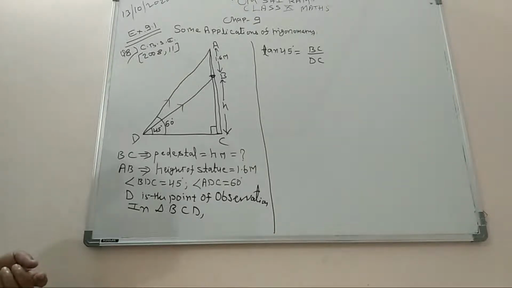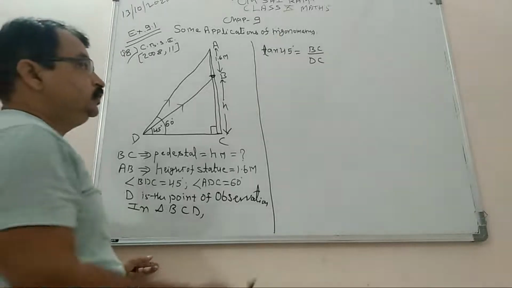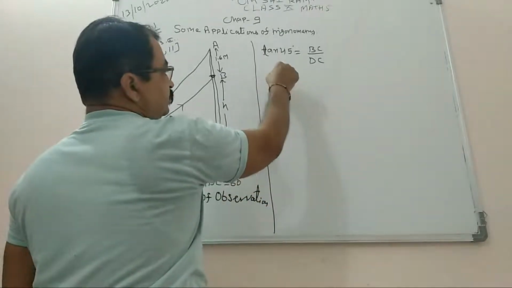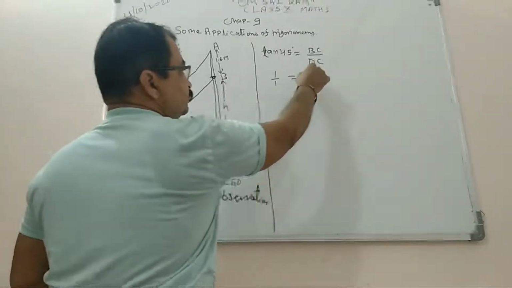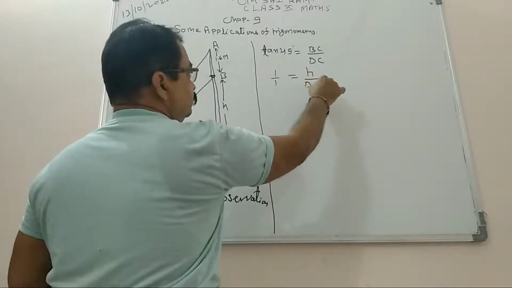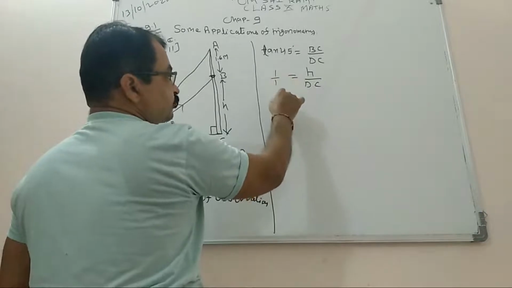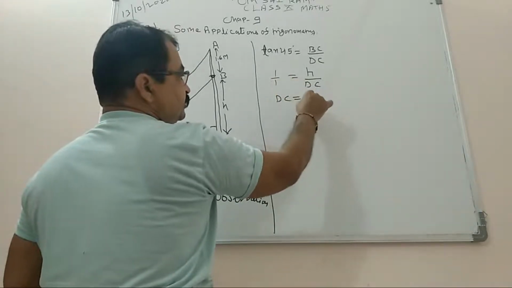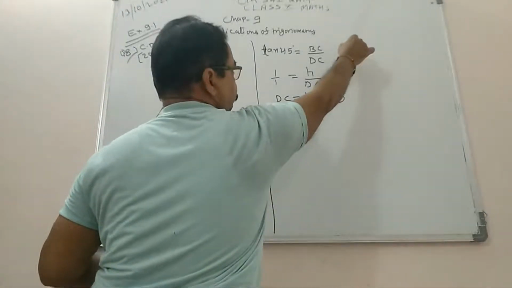Sin 45 and cos 45 are both 1 by root 2. When you divide, because tan is the ratio of sin and cos, the root 2 cancels and you get 1. So tan 45 is 1, or you can write 1 upon 1. And BC is also unknown, which we denoted as H, equal to DC upon DC, sorry, BC upon DC. Then do the cross multiplication. So DC is equal to H. This is equation number 1, children.